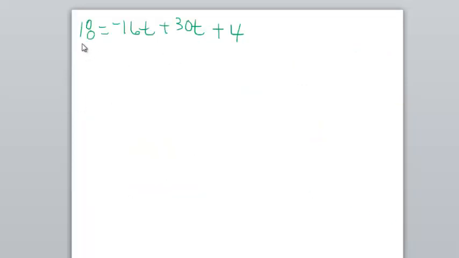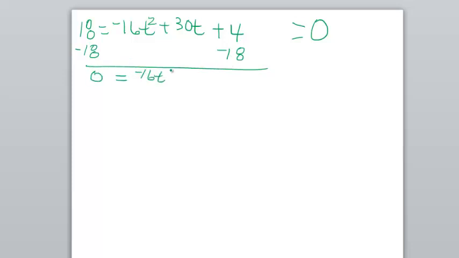So here we have our equation, and that should be squared right there. Now I have a quadratic almost, but for it to be a true quadratic, the whole thing has to equal 0. So I have to get rid of this. So I'm going to subtract 18 from both sides. And now I have 0 equals negative 16t squared plus 30t minus 14. Now I'm not done yet.